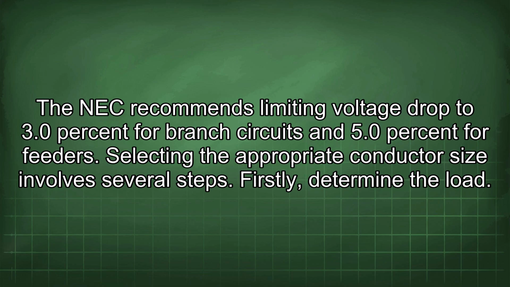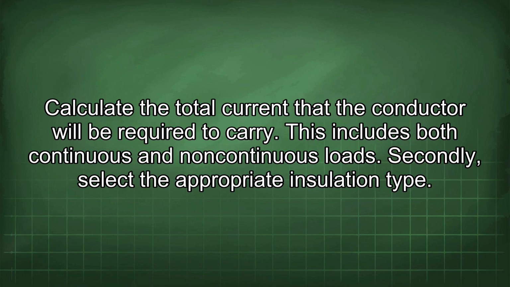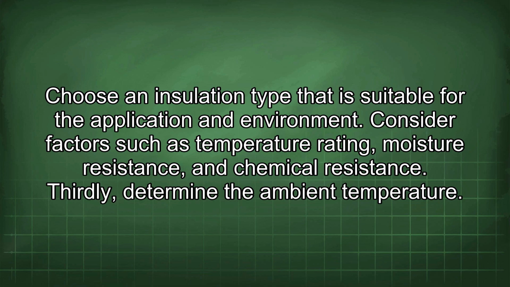Selecting the appropriate conductor size involves several steps. Firstly, determine the load. Calculate the total current that the conductor will be required to carry. This includes both continuous and non-continuous loads. Secondly, select the appropriate insulation type. Choose an insulation type that is suitable for the application and environment. Consider factors such as temperature rating, moisture resistance, and chemical resistance.